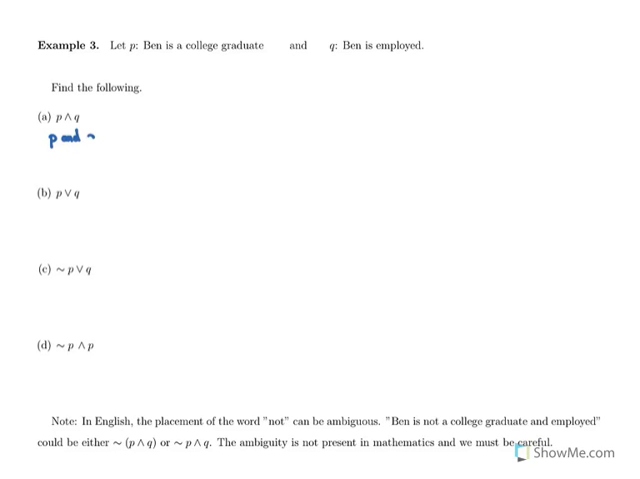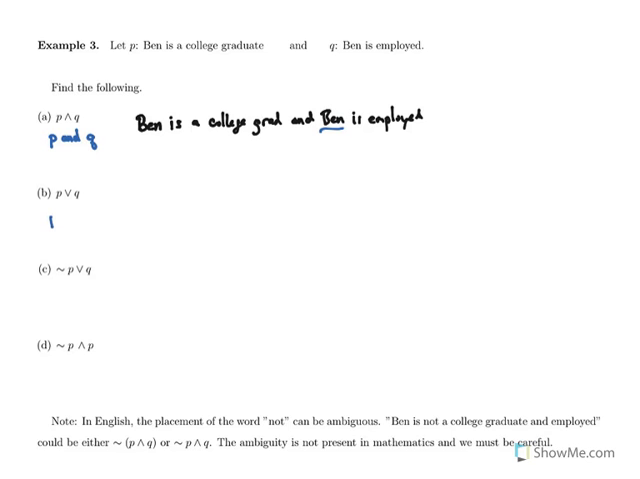P and Q. So that is that Ben is a college graduate and Ben is employed. And note that sometimes when you're writing this in an English sentence, you may get rid of that second Ben. Ben is a college grad and is employed. In fact, you might get rid of the is as well. Ben is a college grad and employed. And that's okay. And we have some flexibility in the English language dealing with these logical statements.